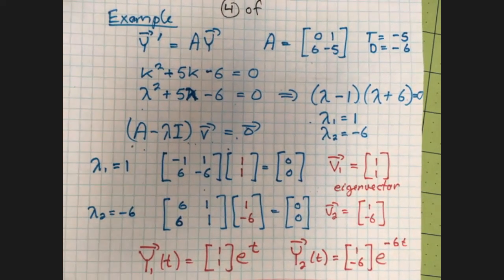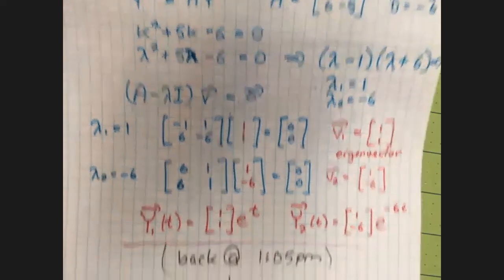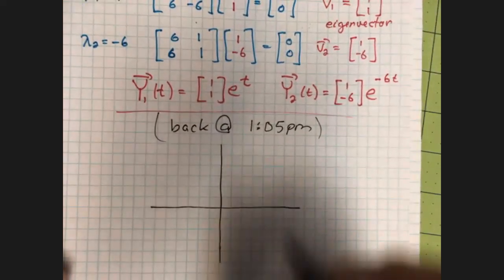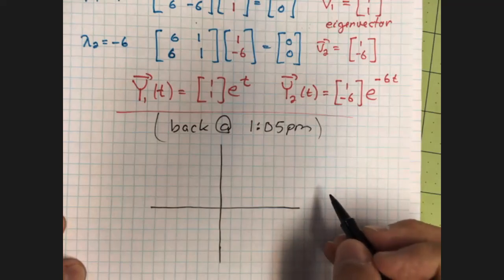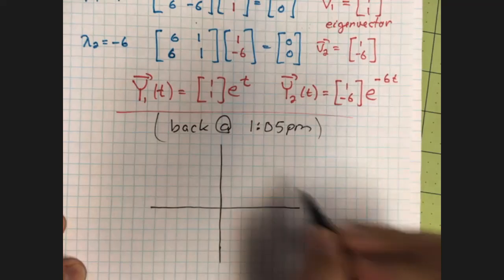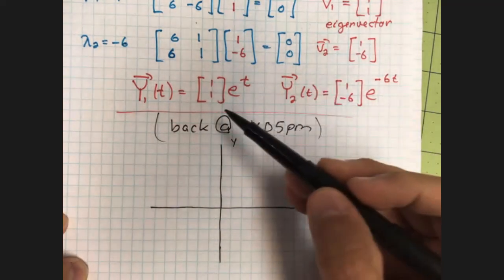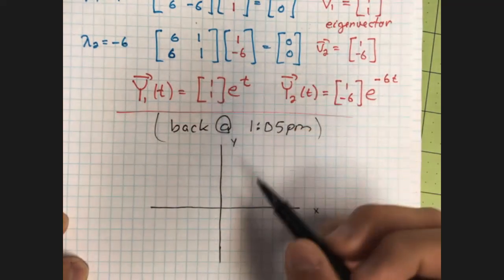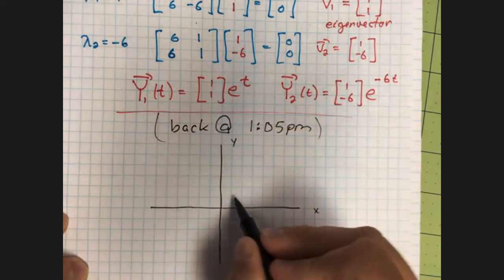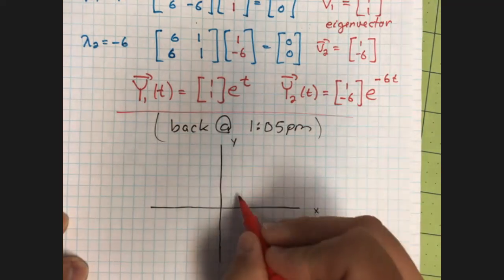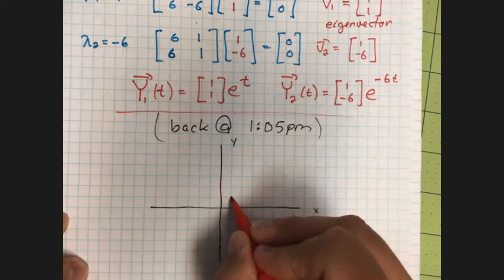If I was to draw these in the xy plane, so use x and y as my variables, let's take a look at these two expressions. Now, 1, 1 is a vector. 1, 1 is a vector, or I could identify it as a point. Let's call it the point right here, 1, 1.